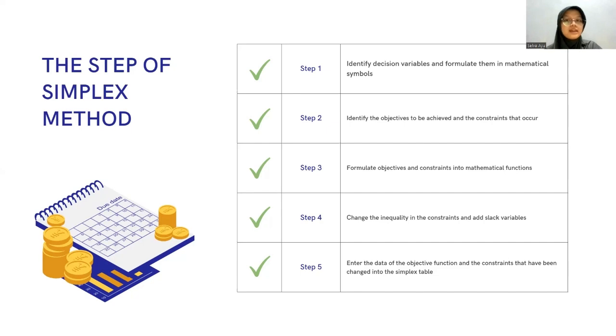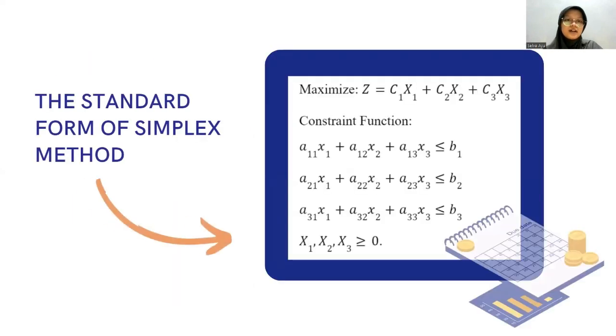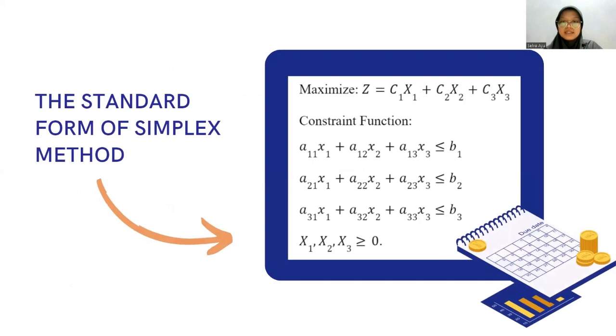And then we have the standard form of the simplex method. We have the maximum or minimum. In this example, we have the maximum, which equals C1x1 plus C2x2 plus C3x3. And then we have the constraint function: A11x1 plus A12x2 plus A13x3 less than or equal to B1, and so on. And we have x1, x2, and x3 greater than or equal to 0.